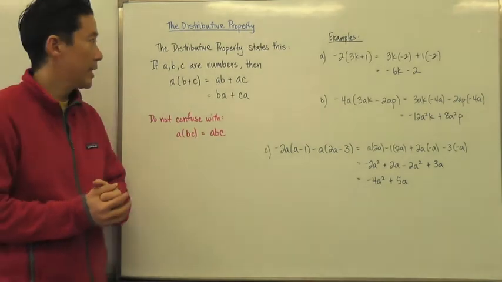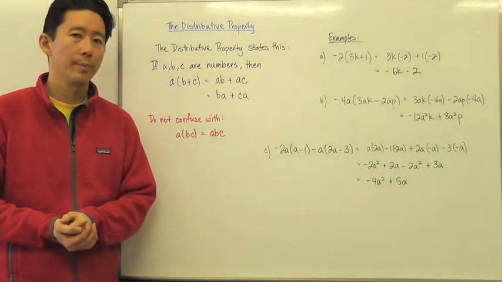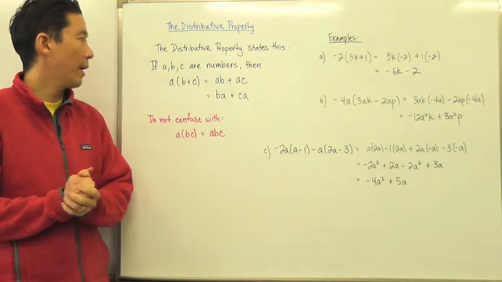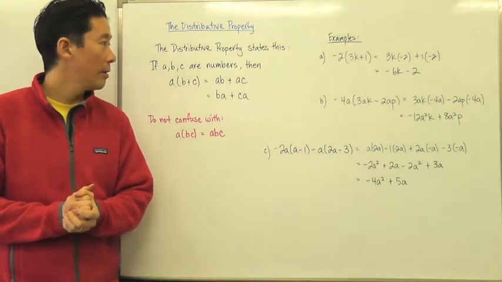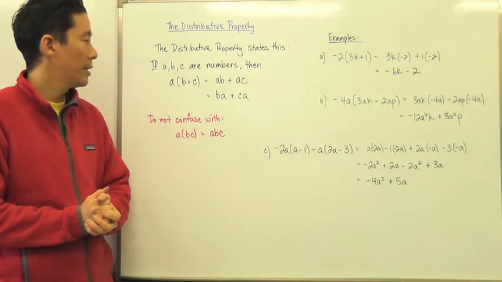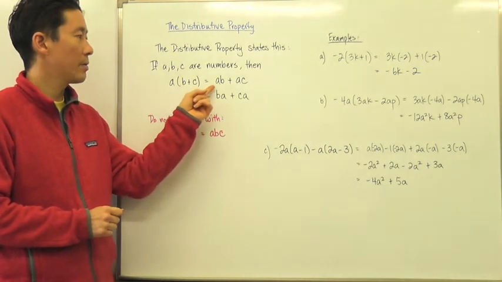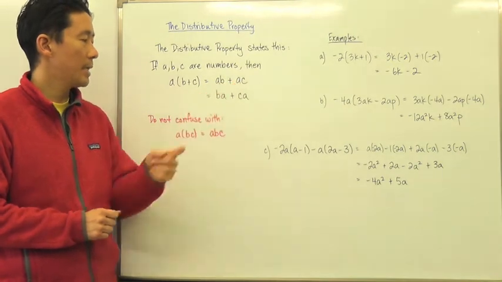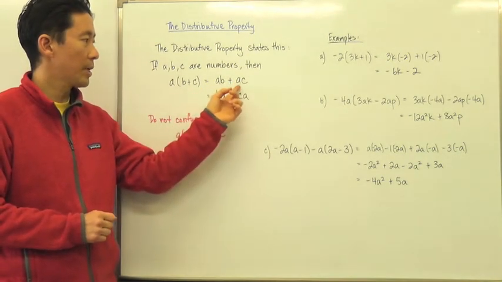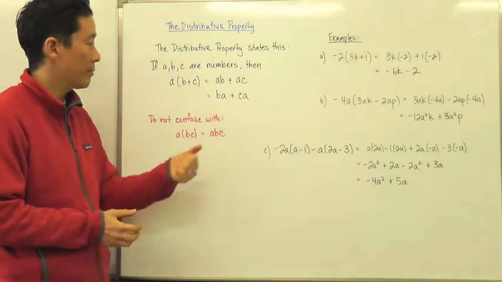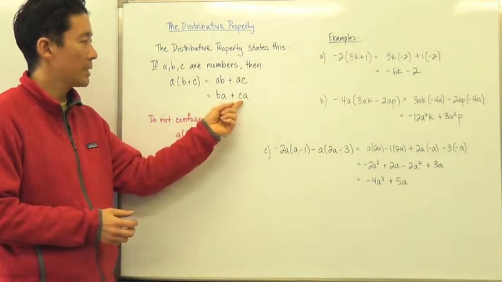Hello everyone, let's go ahead and take a look at the distributive property. The distributive property states this: if A, B, and C are numbers, then A times the quantity B plus C equals AB plus AC. And notice again that that's multiplication as well. Another way that you could write that is BA plus CA.